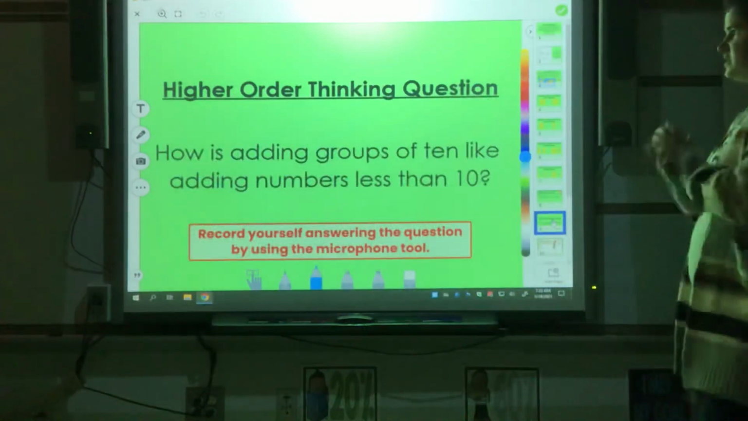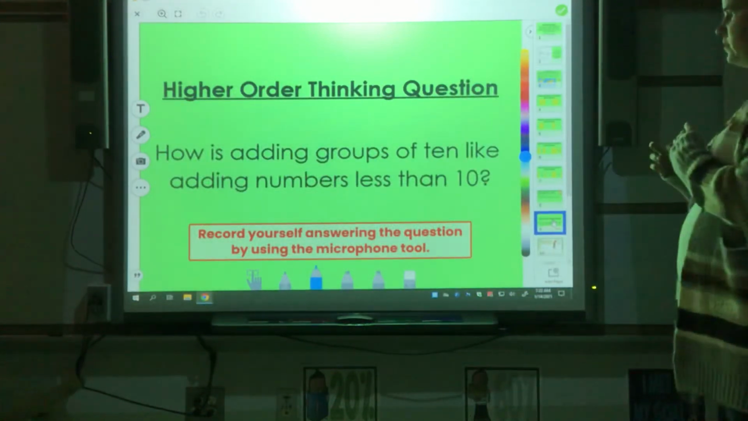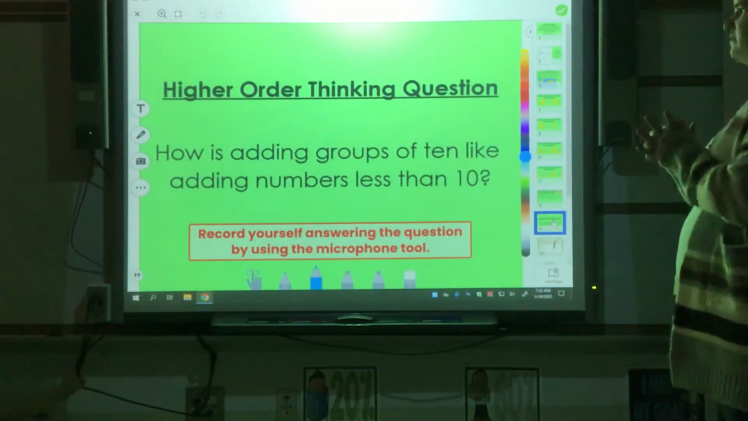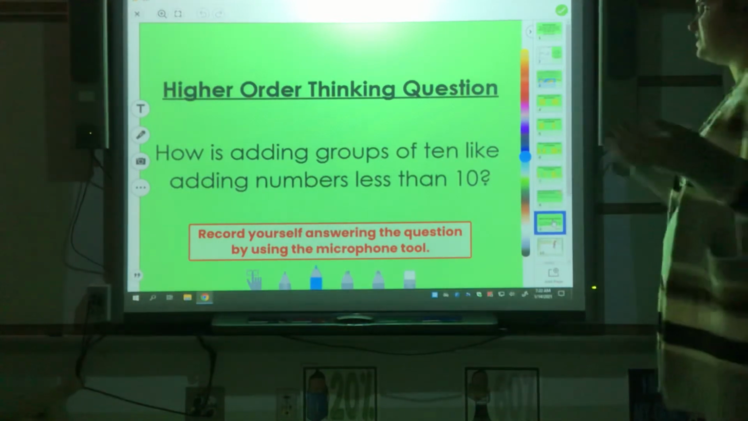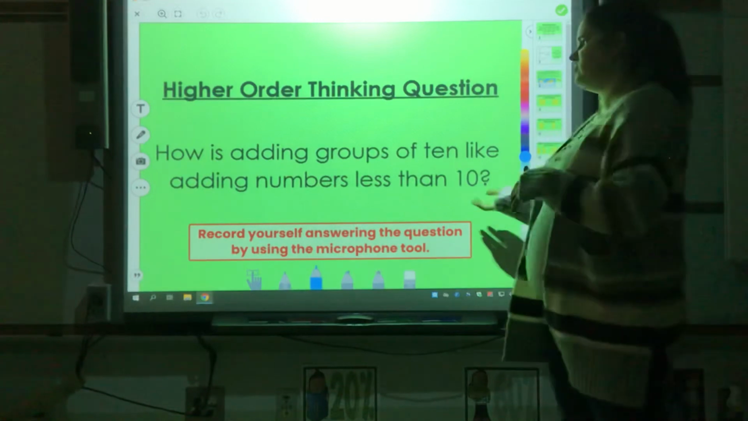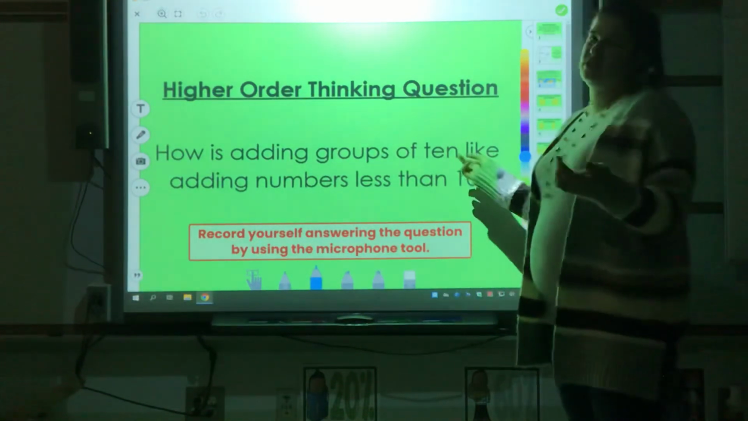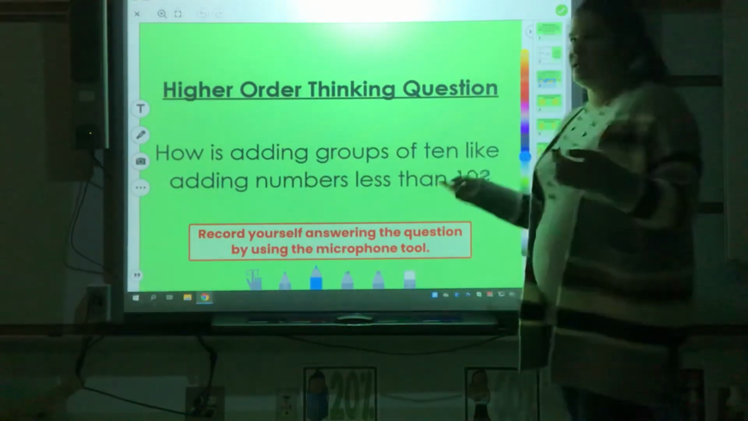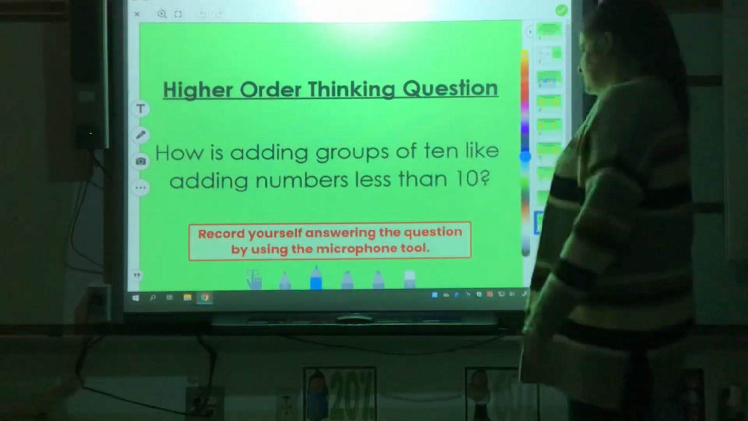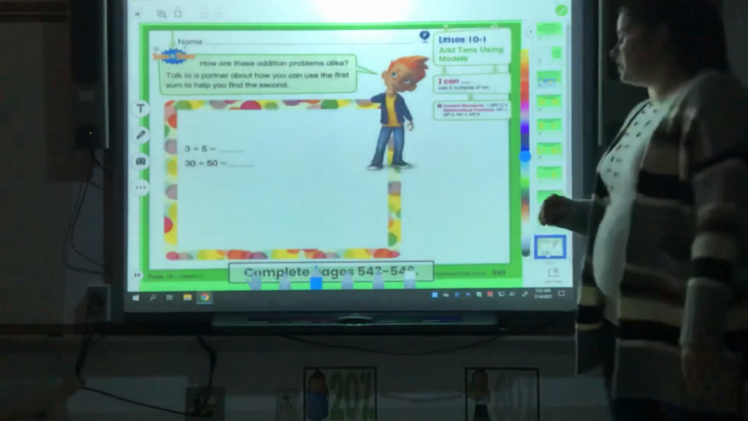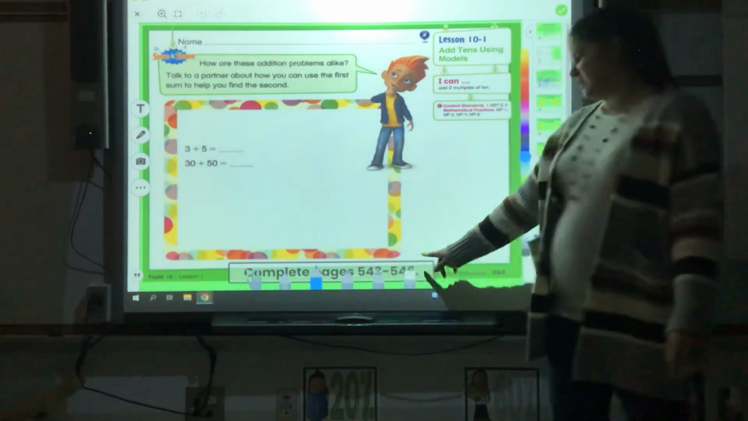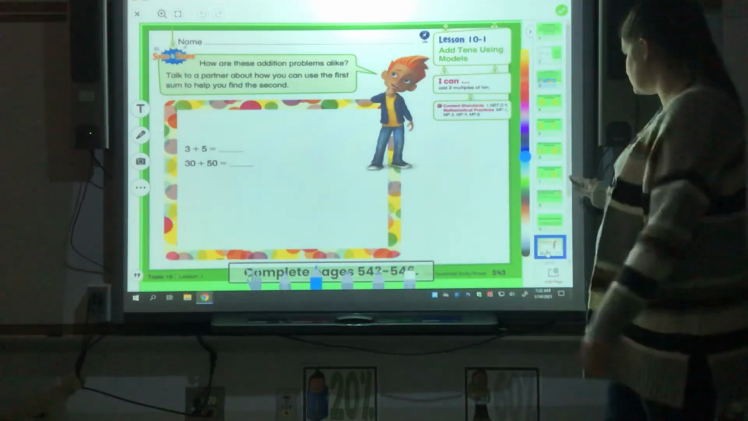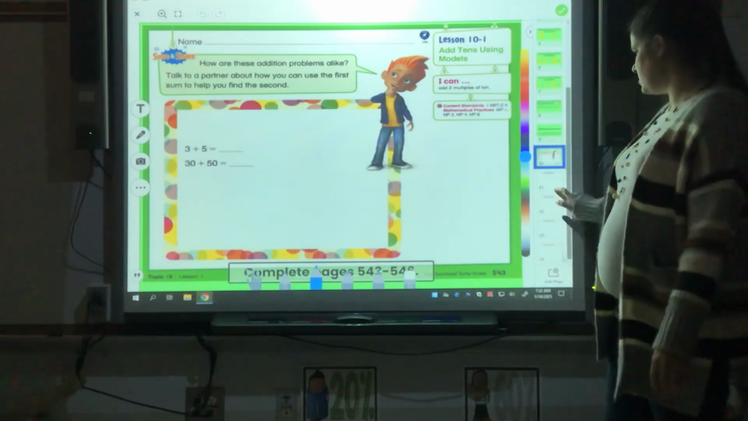Your activities for today are to answer your higher order thinking question. How is adding groups of 10 like adding numbers less than 10? What do you have to do that's the same? It just wants to know the same. How is it alike, or how is it similar to adding numbers less than 10? And your last activity, you need to complete pages 543 to 546. We have slides that you can take a picture and upload.